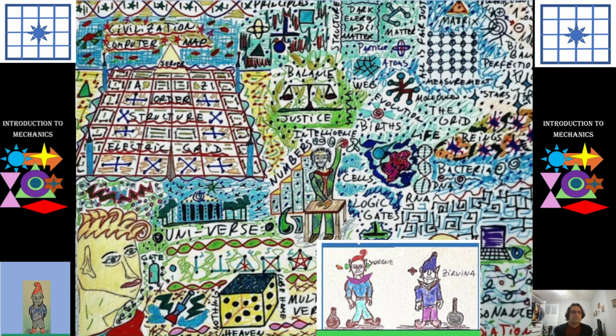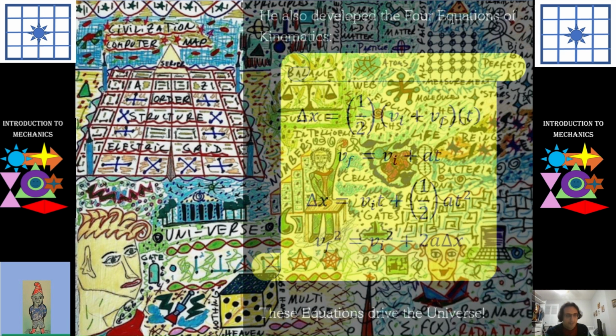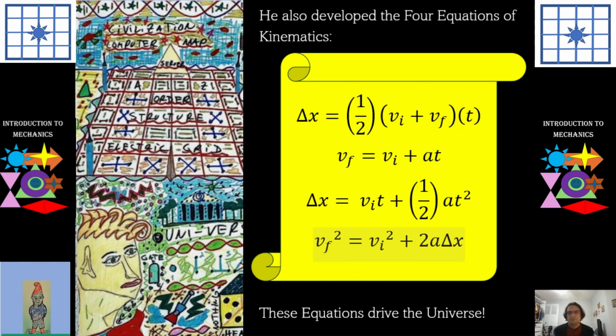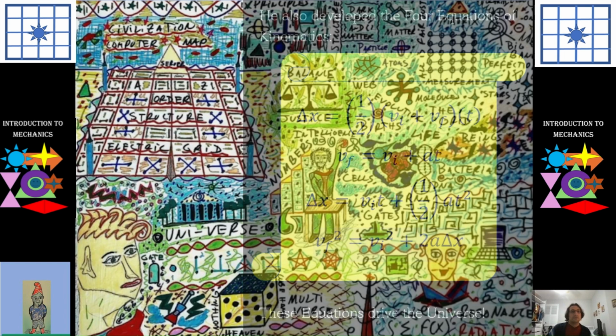Newton also developed the four equations of kinematics, which are set as is. These equations drive the universe. Not really, because in reality, the universe is much more complex. We physicists try to simplify things, assuming ideal cases like ignore friction, ignore air resistance, ignore this, ignore that. So these equations are just for our own understanding, if we want to run a simulation on a computer and stuff like that. So we have proofs for the kinematic equations.